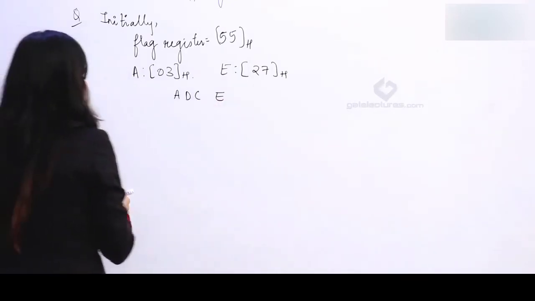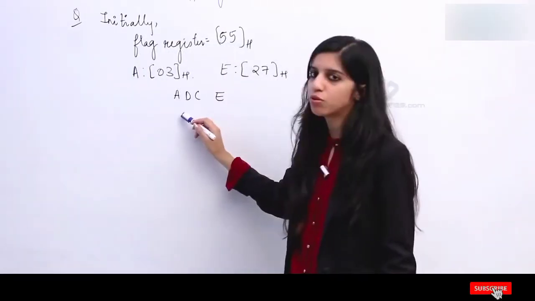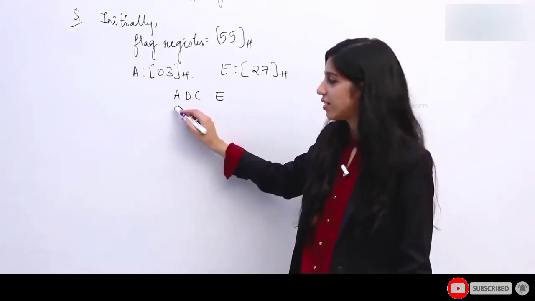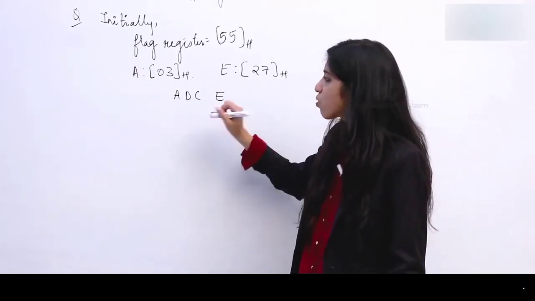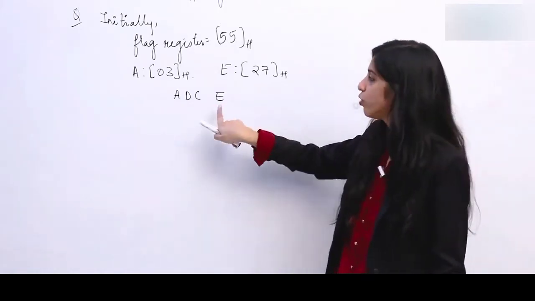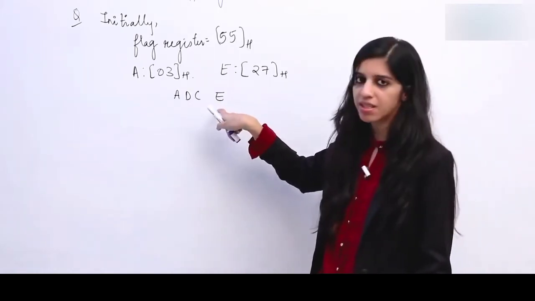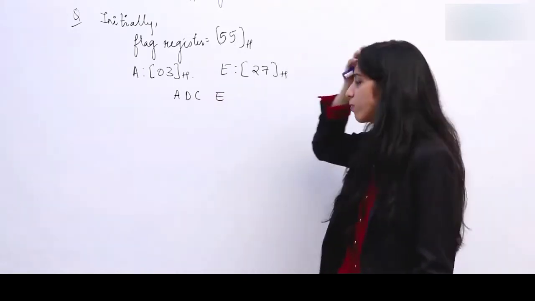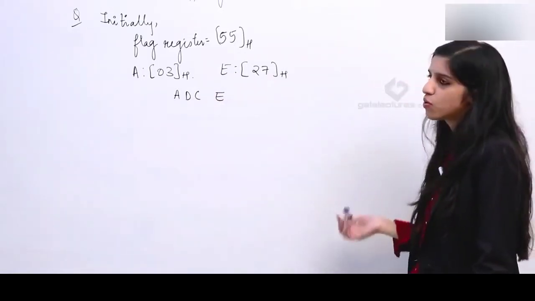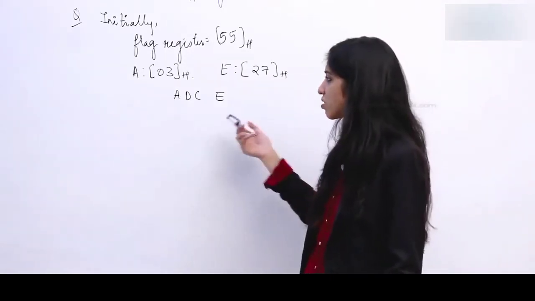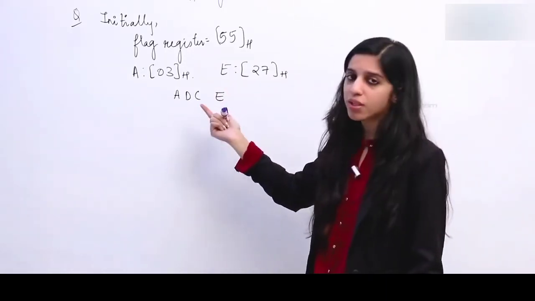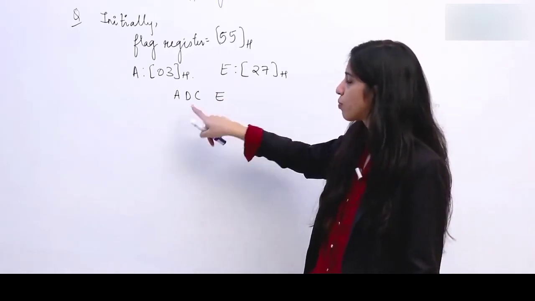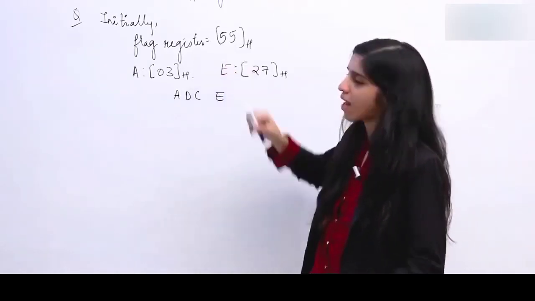ADCE. What this instruction is going to do is, this instruction is add with carry. This ADC means add with carry. So what this does is, this is going to add the contents of register E to contents of register A along with the carry. So when we are trying to add with the carry, first we need to know the present status of the carry. We need to know whether carry is 1 or 0. So where do we get this information from? From the contents of this flag register.